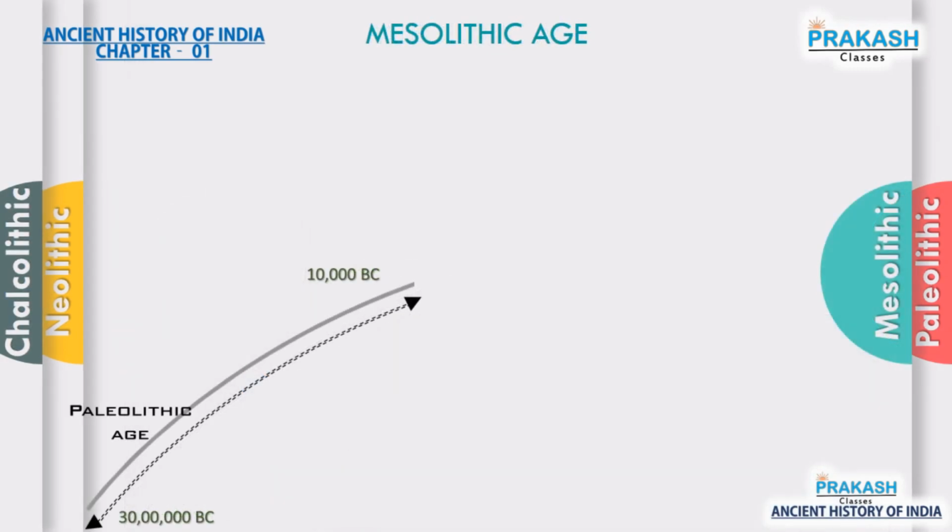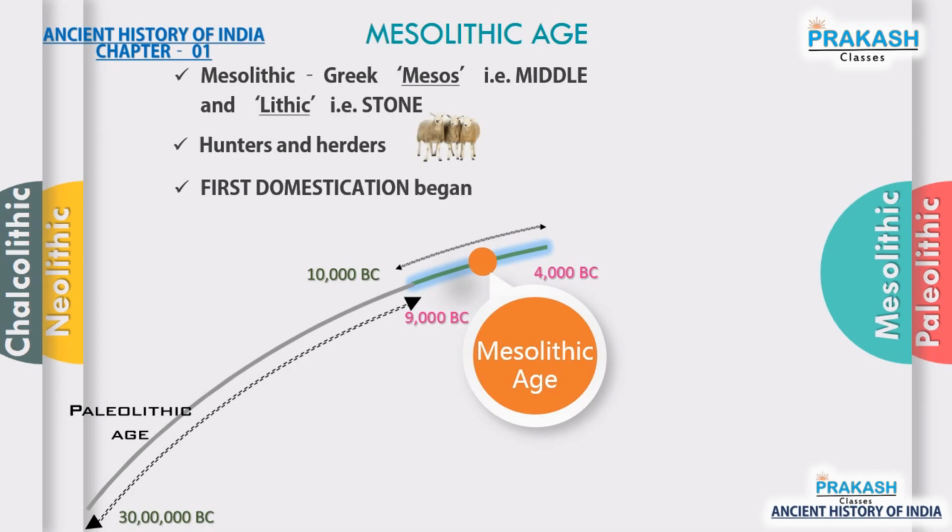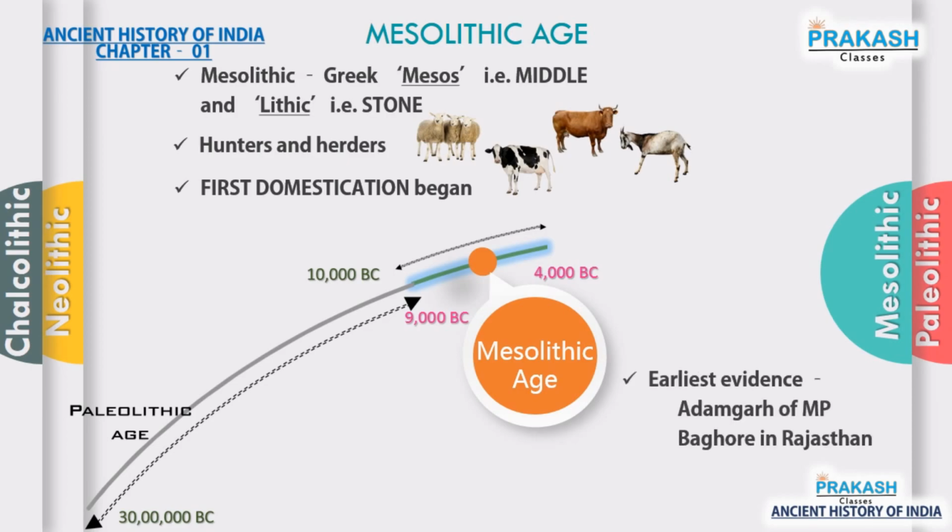Now we will study the Mesolithic age or the Middle Stone Age. Mesolithic is the combination of two Greek words, mesos, that is middle, and lithic, that is stone. The humans during Mesolithic age were hunters and herders. During this age, the first domestication of animals started. Animals like dogs, sheep, goats, cow, etc. were domesticated during this period. Earliest evidence of domestication of animals is from Adamgarh in Madhya Pradesh and Bagor in Rajasthan.